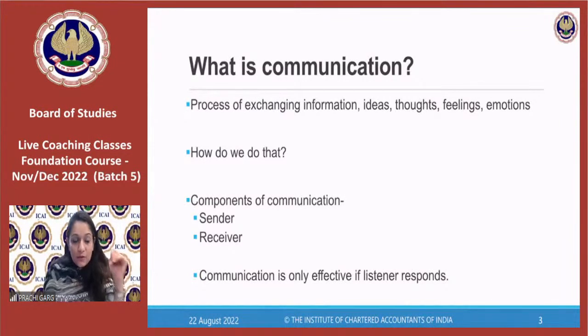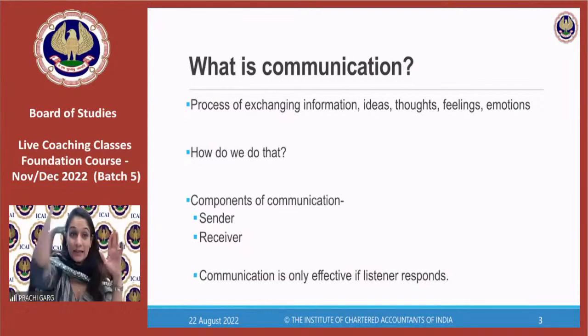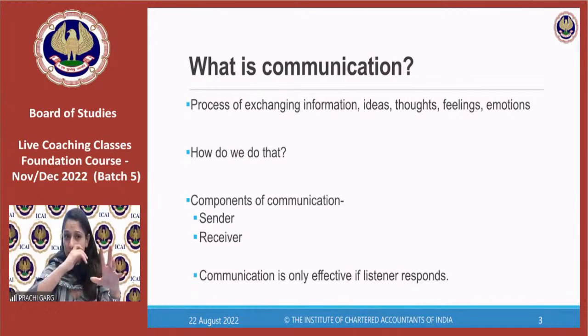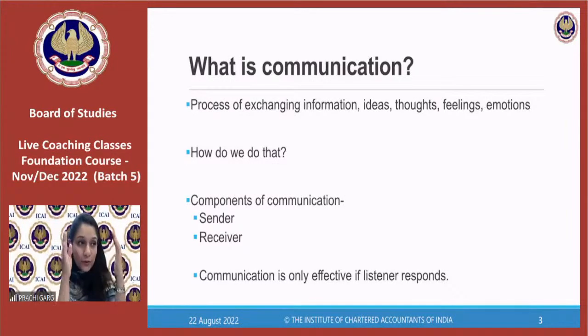Before the process, what are the two main components of communication? There has to be one sender, the one who is sending out the information, the one who is sending out the words, right? There is one person who's listening, receiving it, right? So to have a communication, there has to be two people. One is a sender, the other is a receiver, right?